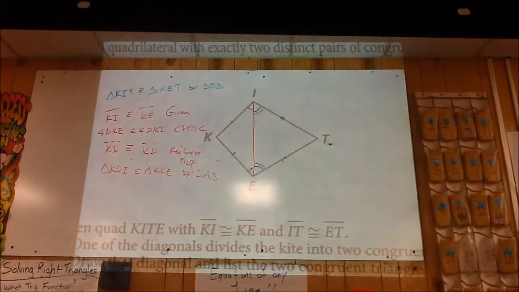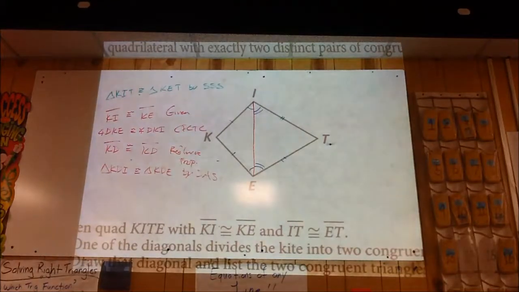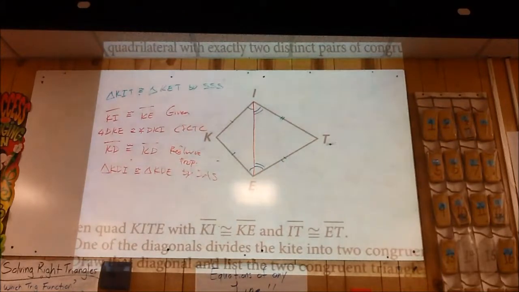Cool. The next part. Item 3. It says, Mr. Cortez says that the diagonals of a kite bisect each other. Is he correct? Yes or no? Do the diagonals bisect each other? They do not bisect each other. Will that ever happen in a kite? No. So it says to convince yourself or support your answer with a valid argument.